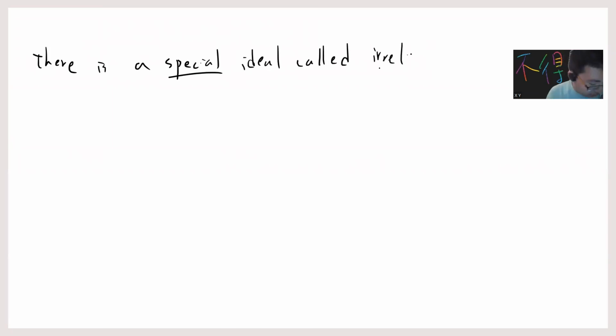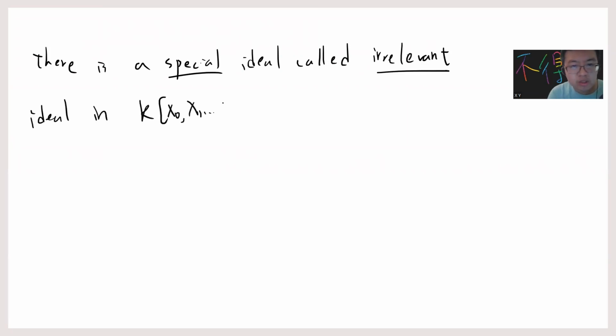And I also want to mention one thing. There is a special ideal, I think this one is important, called the irrelevant ideal. This will also show up in the Proj construction. In k[x0, x1, ..., xn], this ideal is just the ideal generated by x0, x1, x2, ..., xn. This is usually called I plus.